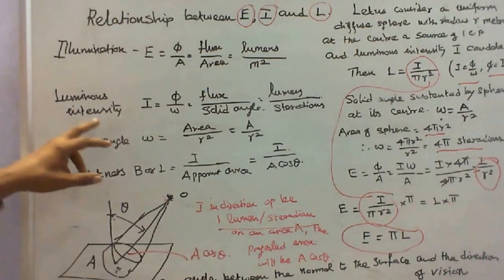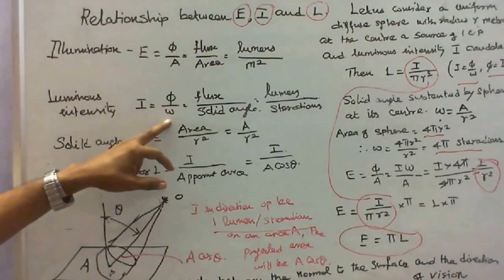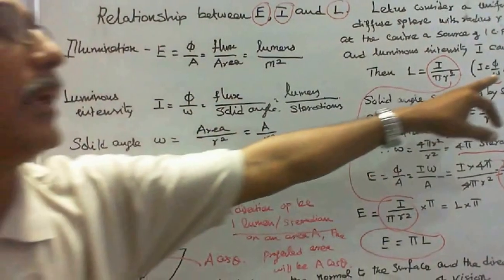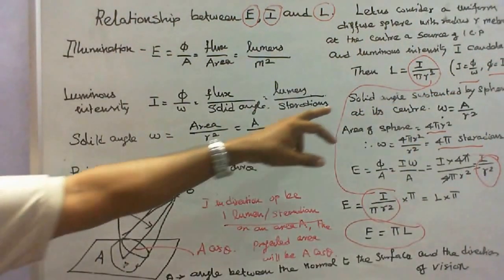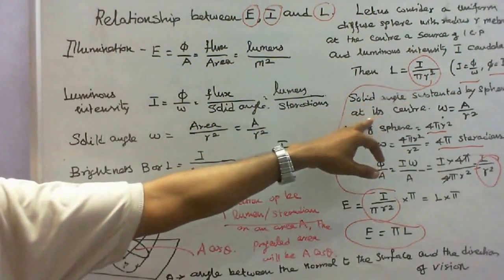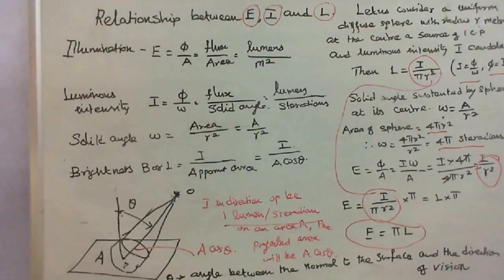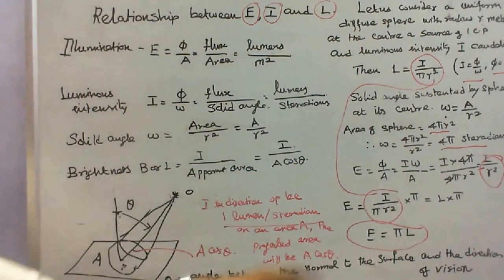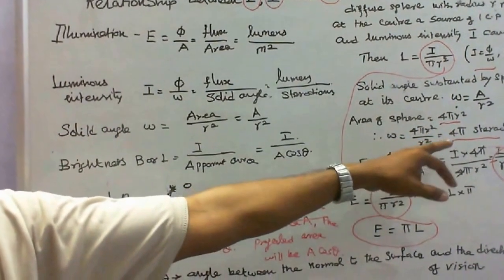We know that luminous intensity I is equal to φ by omega. I can rewrite φ is equal to I into omega. Solid angle subtended by sphere at its center omega is equal to A by r square. Area of sphere is 4 pi r square. Therefore, omega is equal to 4 pi r square by r square is equal to 4 pi steradians.